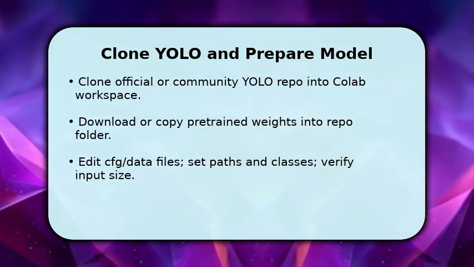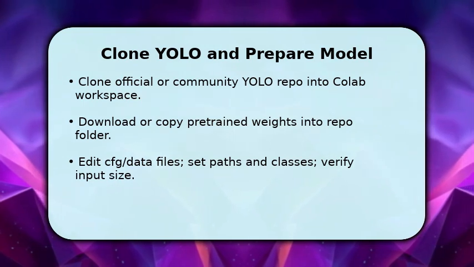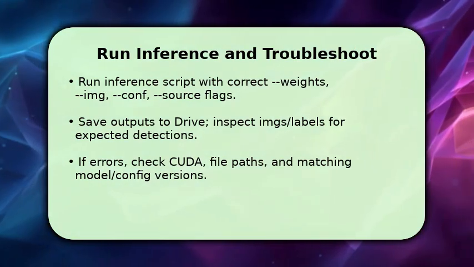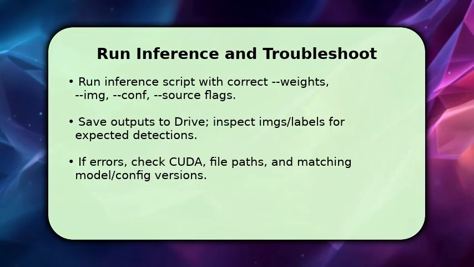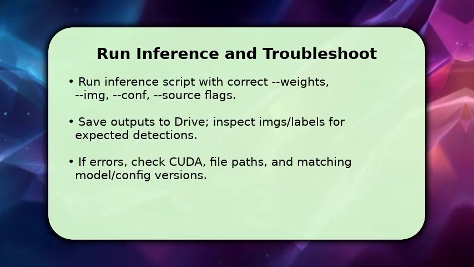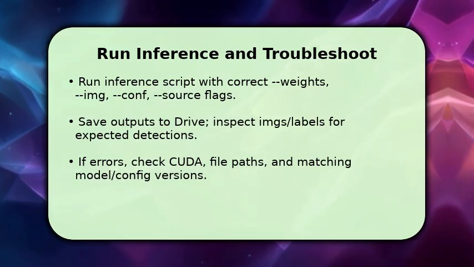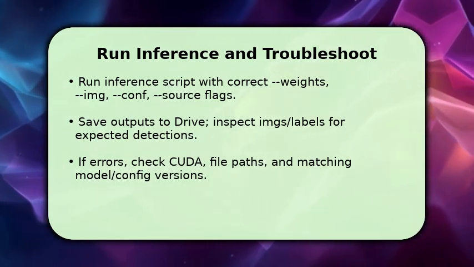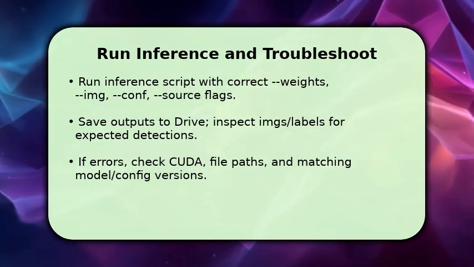Finally, execute the inference command supplying weights, image size, confidence threshold, and source path. You can run batch or single image inference. Save outputs back to Drive to preserve results. After inference, inspect output images and label files to confirm detections and adjust confidence or NMS thresholds as needed.